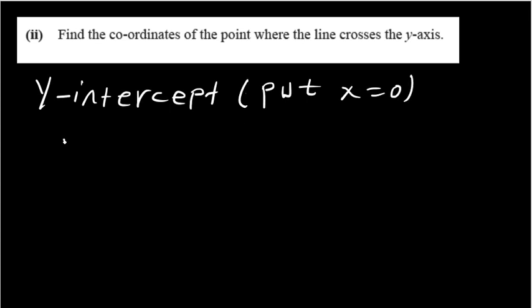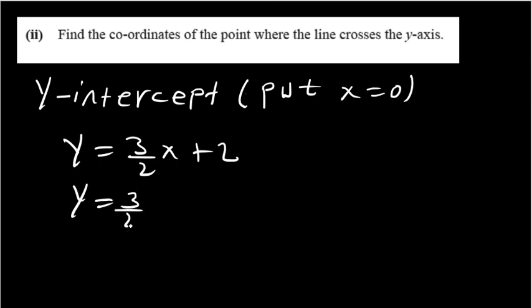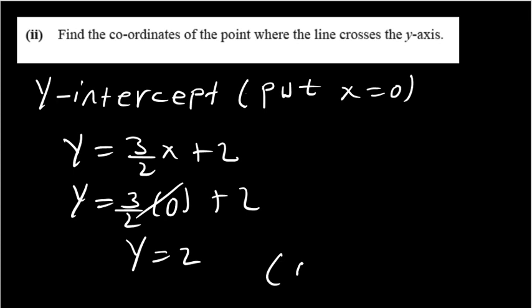First of all, we have the equation of the line y is equal to 3 over 2 x plus 2. Therefore, when you substitute 0 in place of x, it will be y is equal to 3 over 2 times 0 plus 2. That means this is 0, so y is equal to 2. Therefore, the coordinate point will be (0, 2). When you substitute 0 in place of x, we have got the y value 2. So this is the point where the line crosses the y-axis.